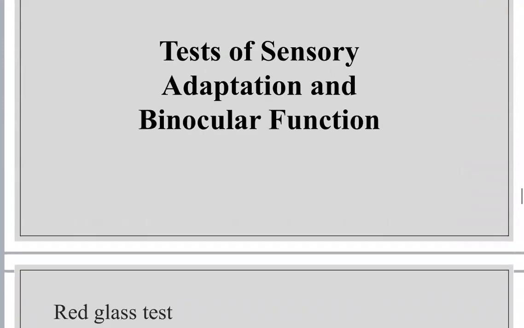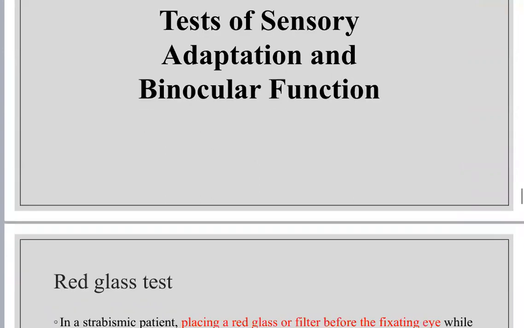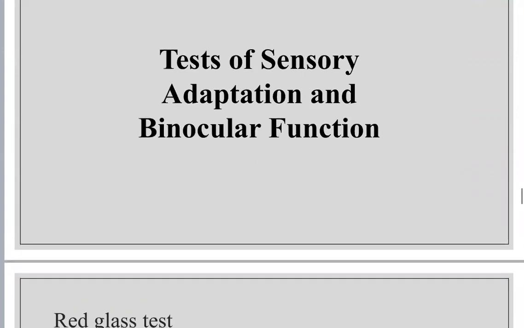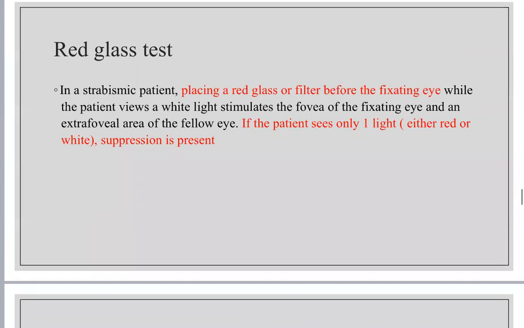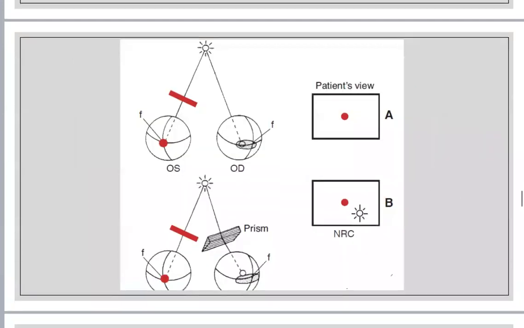Let's go to tests of sensory adaptation and binocular function. Here you have the red glass test. It is not mentioned in Kanski, but it does have questions in iDocs. It is an important one. Here you will do what? You will put a red filter in front of one eye. Here I'm putting the red filter in front of the left eye. If the patient is only seeing this one, here I know that the patient is squinting, the patient is deviating. Okay, so here it is in case of strabismus, you evaluate the sensory function after strabismus.